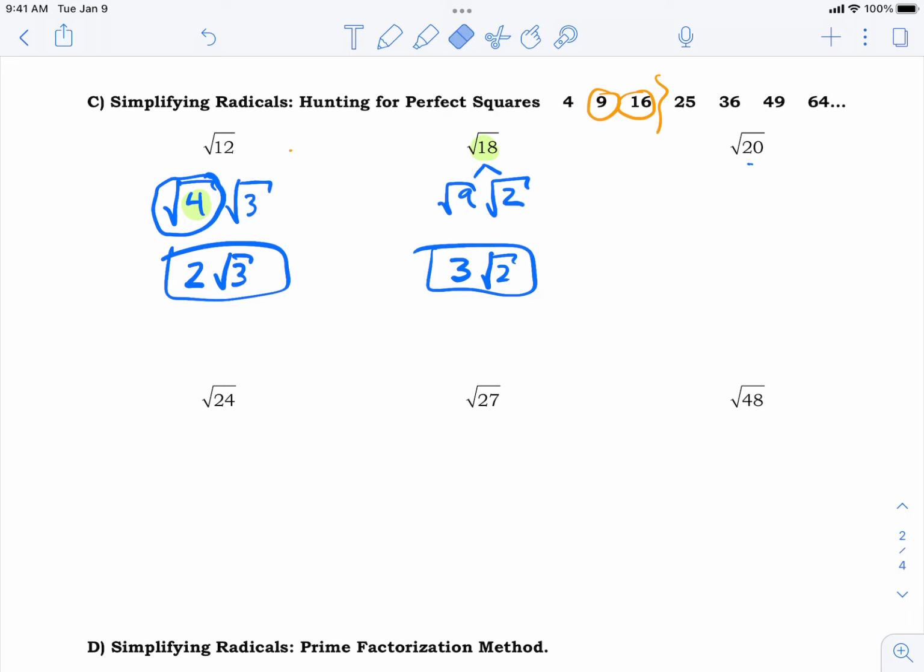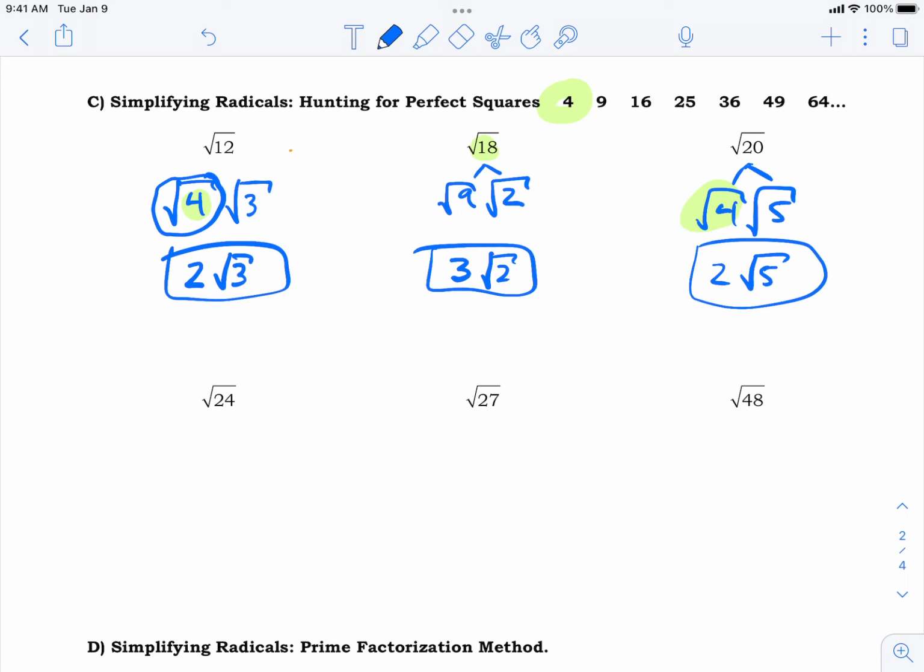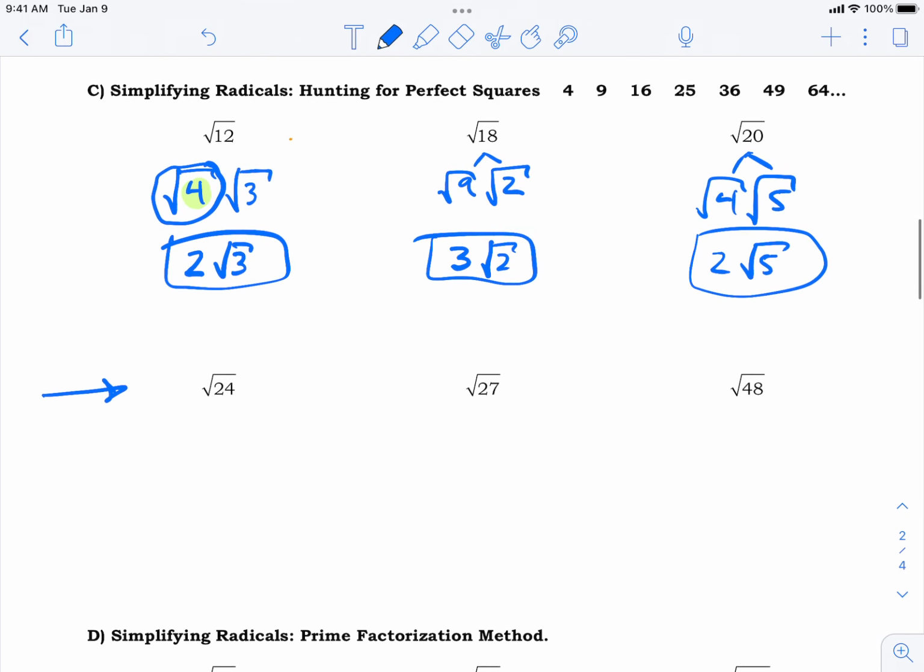How about the 20? What can we break up the 20 as? Well, I think 4 is going to be your best bet there. So you think of the 20 as a 4 times a 5. And again, really, this is radical 4 times radical 5. The simplifying happens right there because radical 4 simplifies to 2. And so we've got 2 radical 5. These are fun. Hey, you want to pause and try all 3 of those yourself real quick? See how fast you can do them. Try using this little list I've got up here. I like using this list.